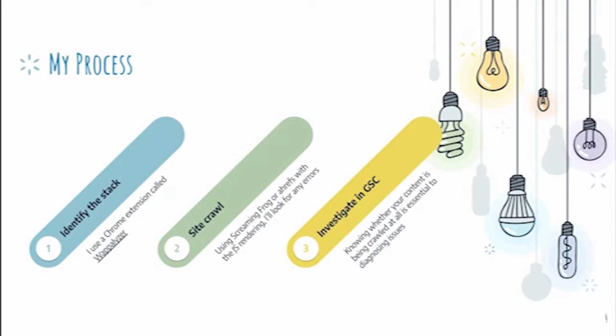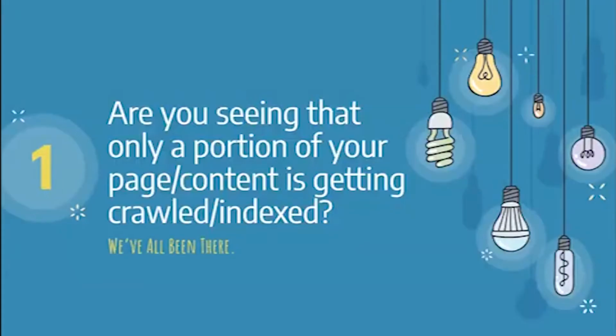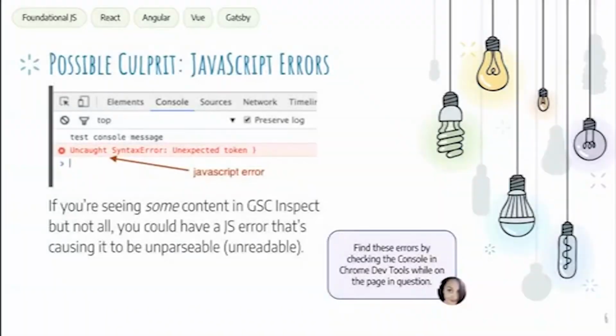So to dive into our first problem: are you seeing that only a portion of your page or content is getting crawled and indexed? So maybe you've gone into Google Search Console and you see that the page URL is there, but it's only getting about 40% of the content. Chances are there's a JavaScript error. And also, so you guys know, I have put these little pills at the top so that I can tell you which framework it applies to.